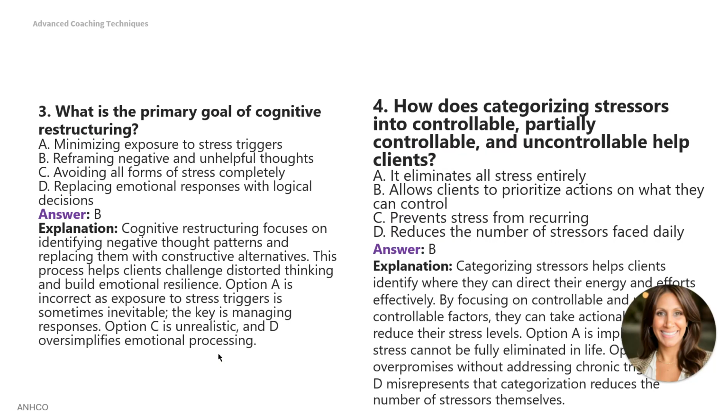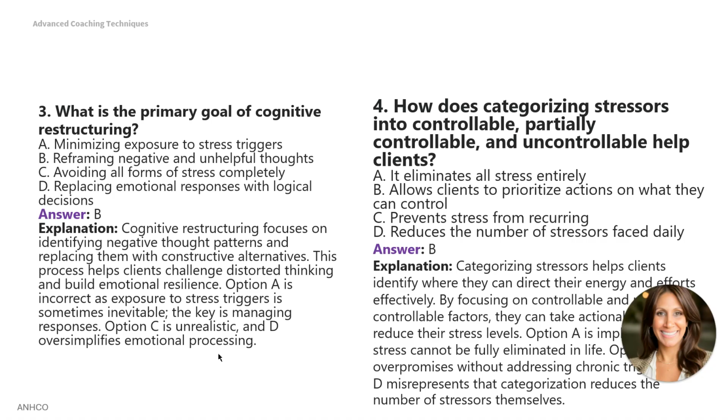3. What is the primary goal of cognitive restructuring? A. Minimizing exposure to stress triggers. B. Reframing negative and unhelpful thoughts. C. Avoiding all forms of stress completely. Or D. Replacing emotional responses with logical decisions. The correct answer is B. Reframing negative and unhelpful thoughts.